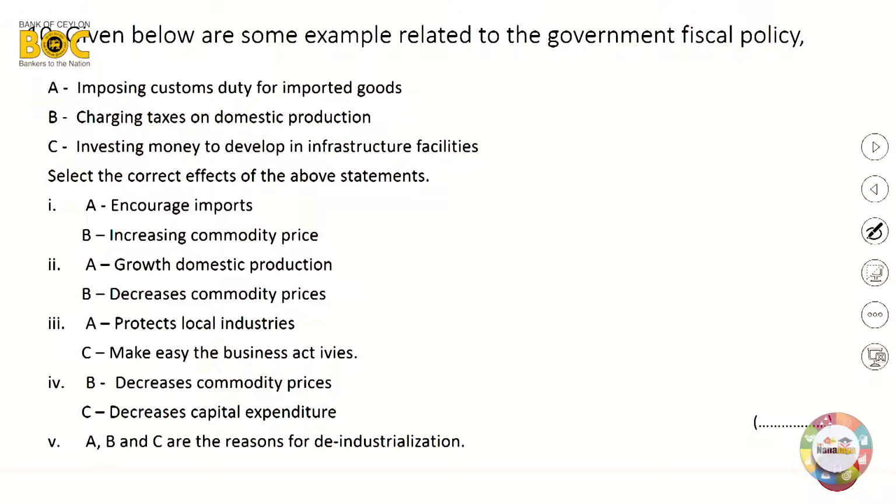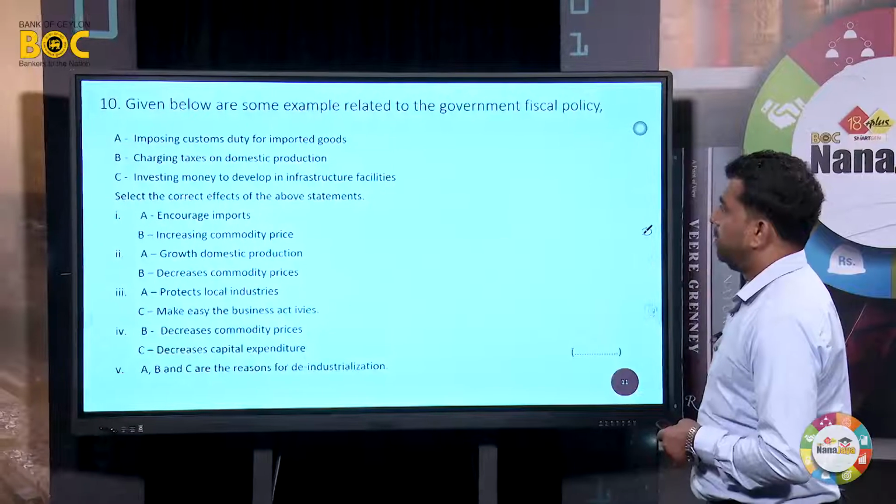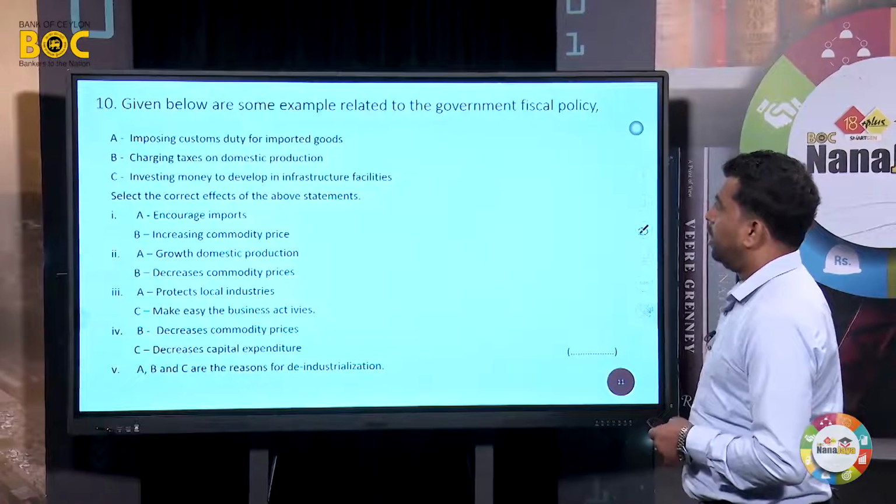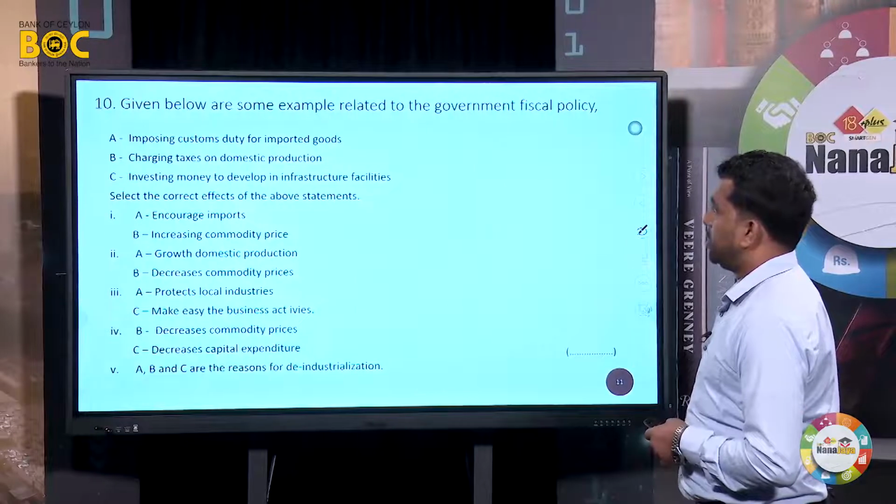Given below are some examples related to the government fiscal policy. You have to select the correct effects of the above statements. Imposing custom duty for imported goods, charging taxes on domestic production, invest in money to develop infrastructure facilities. A. Encourage imports.